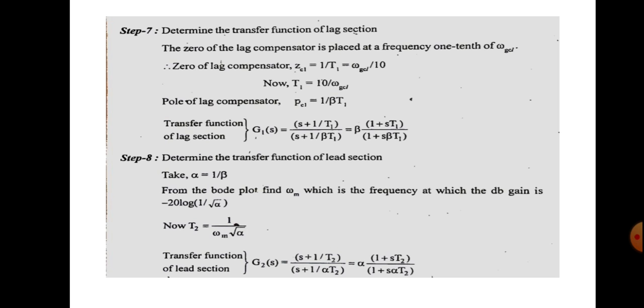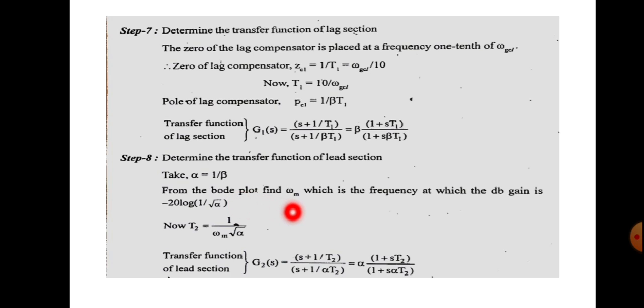And next, once we obtain the transfer function for the lag section, we can go to the designing of the transfer function of the lead section. And you know, the lead section has a transfer function alpha into (1 plus sT2) by (1 plus s alpha T2). So you have to find the value of alpha, and next the value of T2. Here alpha has an equation alpha equal to 1 by beta.